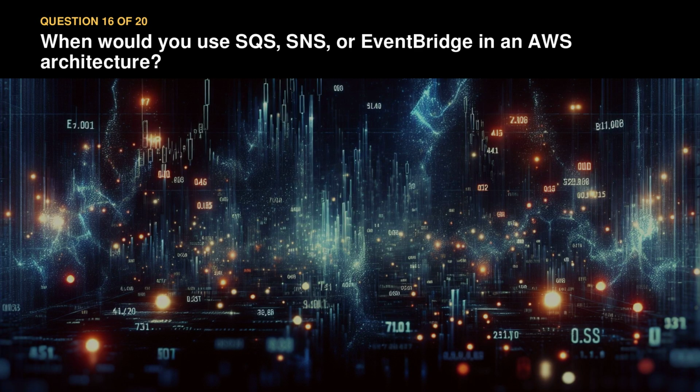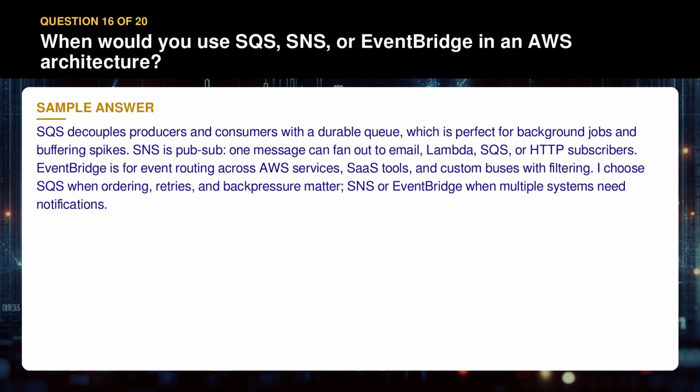Question 16. When would you use SQS, SNS, or EventBridge in an AWS architecture? SQS decouples producers and consumers with a durable queue, which is perfect for background jobs and buffering spikes. SNS is pub/sub. One message can fan out to email, Lambda, SQS, or HTTP subscribers.